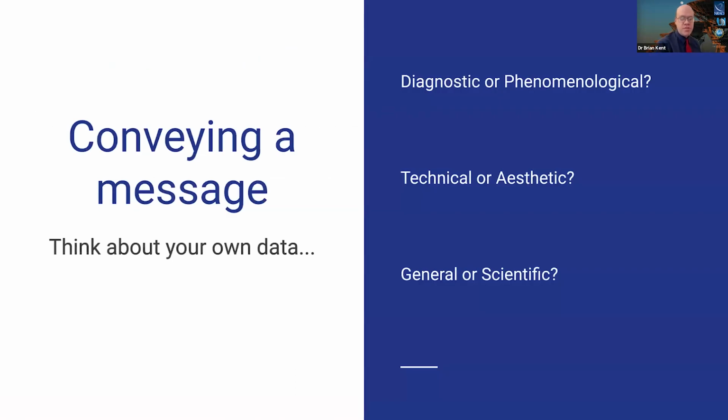So as we go through the tutorials today, think about how it might apply to your work and the kinds of science that you work on. What kind of message are you trying to convey with your data visualization? Is it something diagnostic or phenomenological? Is it a technical or aesthetic piece that you're trying to create? And who is your audience? Is it a general public audience for education and public outreach? Or is it something for a scientific conference? So think about your own data today as I go through some of the examples. Many of the examples that I show you come from an astronomy background, but that doesn't mean that they won't apply to the kinds of things that you work on.